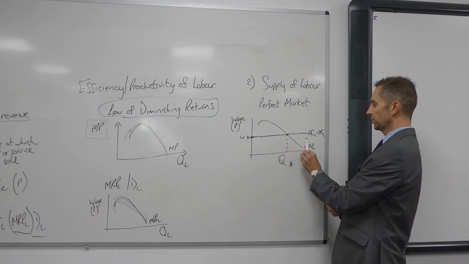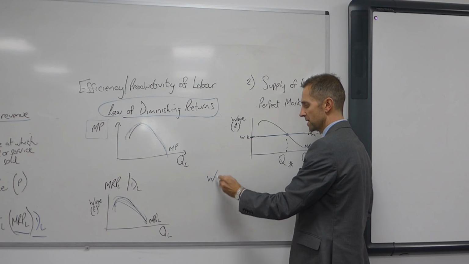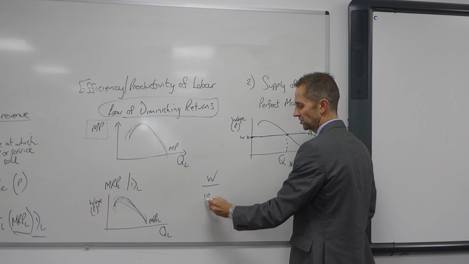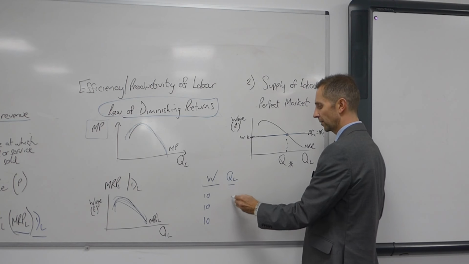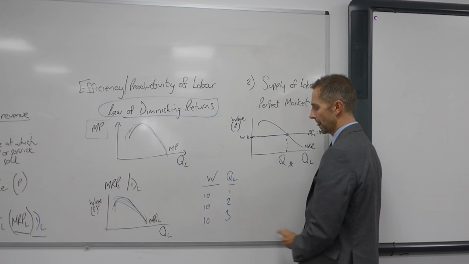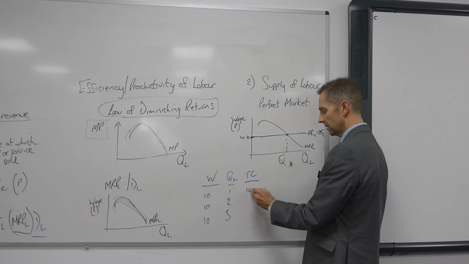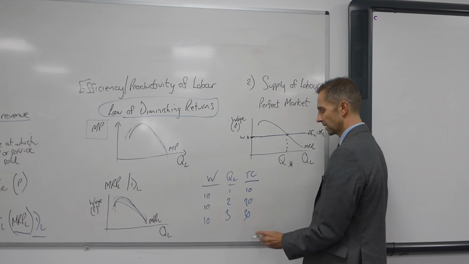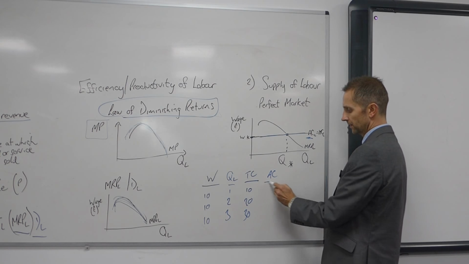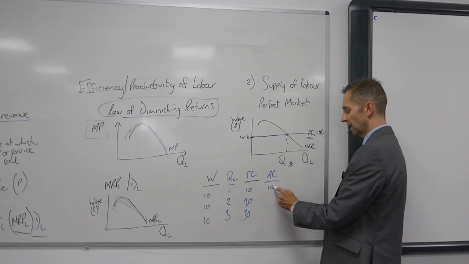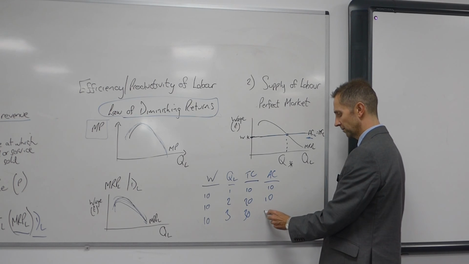And we can say that W equals AC equals MC. So let me just very quickly run through what I mean by that. So if the wage is 10 for everybody, because it's a perfect market, and quantity of labour, so we've got 1, 2 and 3, well, what will the total cost be? Well, the total cost will be 10, 20 and 30. What will the average cost be? So that's our AC here. So it'll be 10 over 1, which is 10, 20 over 2, which is 10, 30 over 3, which is 10.